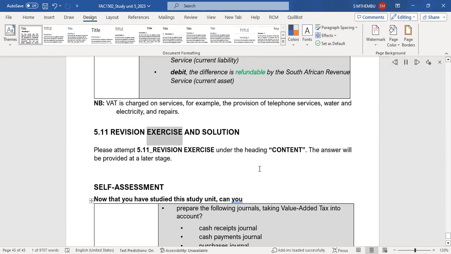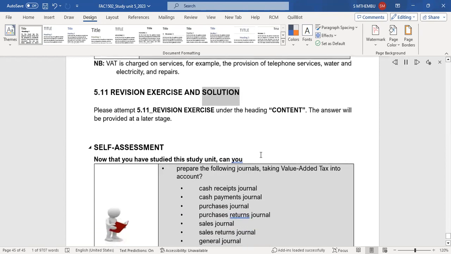5.11 Revision Exercise and Solution. Please attempt the 5.11 revision exercise under the heading Content. The answer will be provided at a later stage.